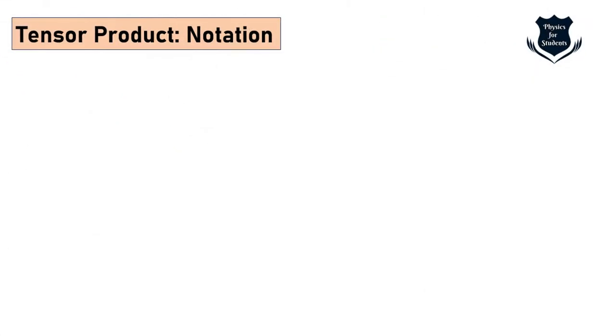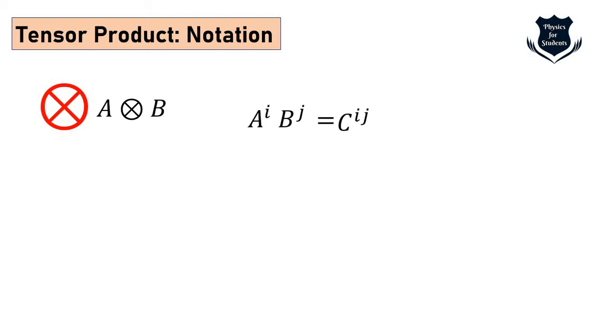Now when we are going back to what is called tensor notation, in general a tensor product is denoted by A multiplied by B, or V multiplied by W, anything. This cross with a circle around it actually denotes a tensor product. Some books use this one: A superscript I, B superscript J equals C superscript I and J.